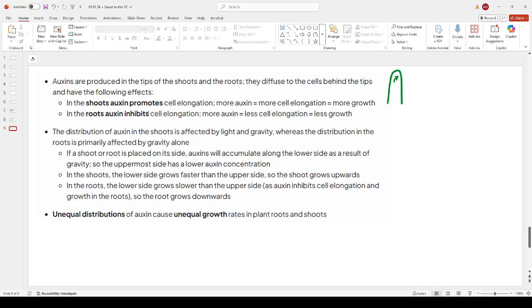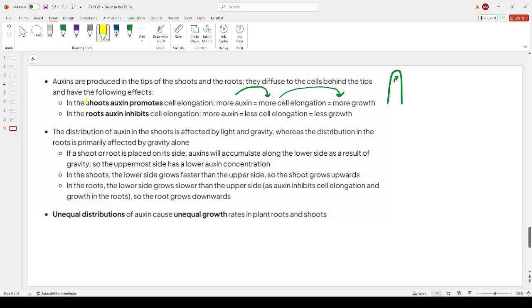In shoots, auxins promote cell elongation. So more auxin means more cell elongation, and more cell elongation is more growth. This is exactly the wording I want you to remember. In the shoots, auxins promote cell elongation. More auxin, more cell elongation, and more cell elongation, more growth. Guys, let me know once you got that yellow statement.